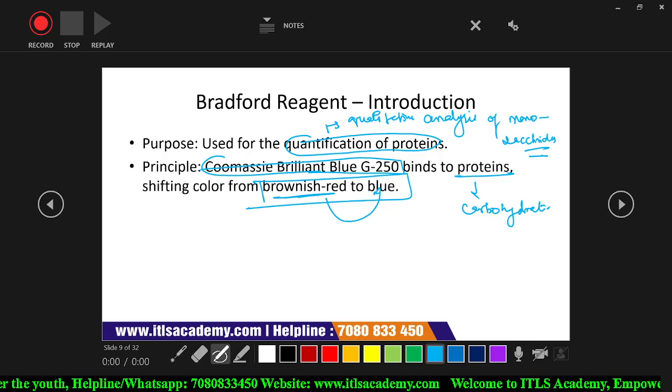Clear? See, the preparation of the reagent is very important because when we see the procedure of all the experiments, we only discuss that we will add this ml of that reagent, this ml of that reagent. At that time we are not going to discuss the preparation of the reagents. We only discuss how much amount we will add into the solution. Preparation of the Bradford reagent.